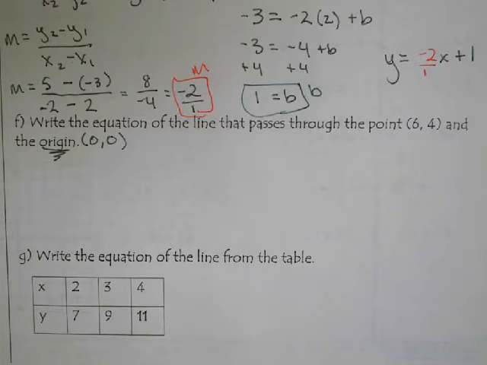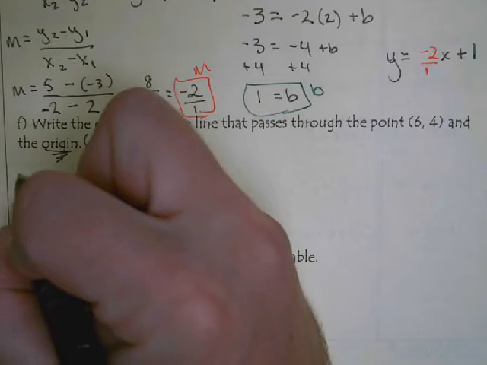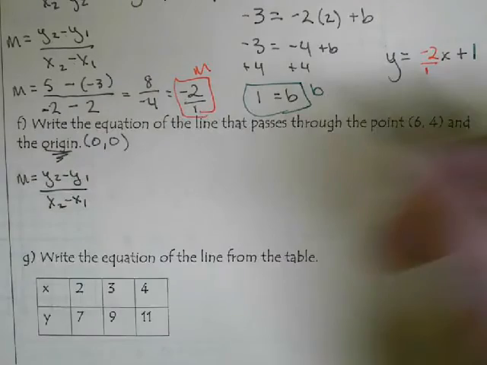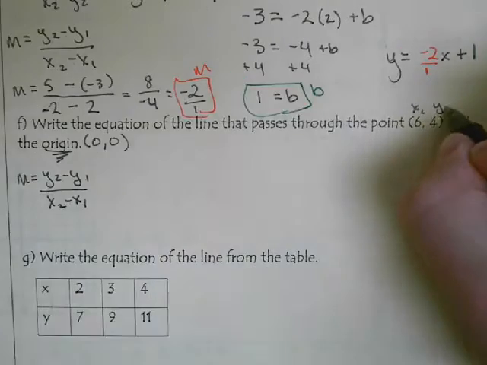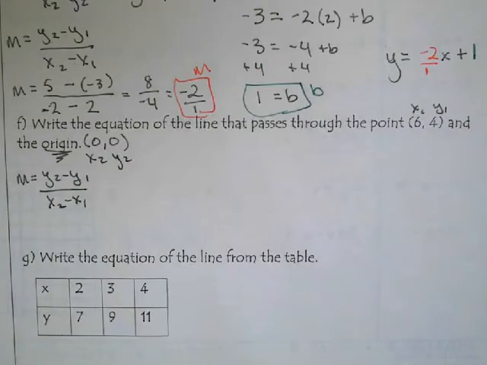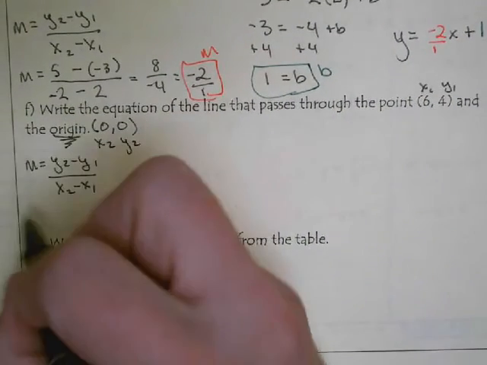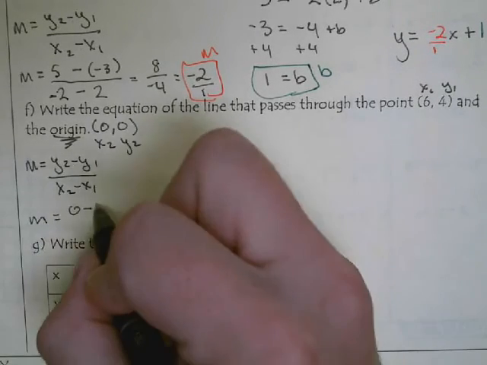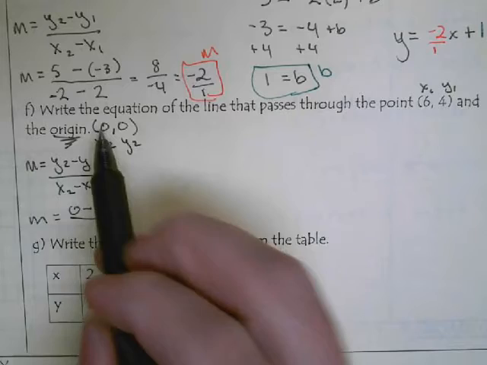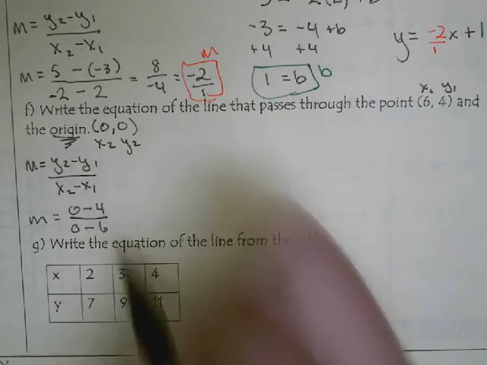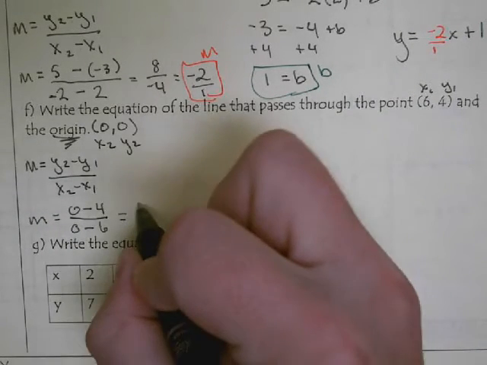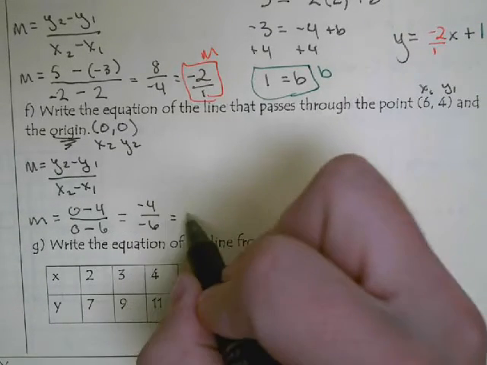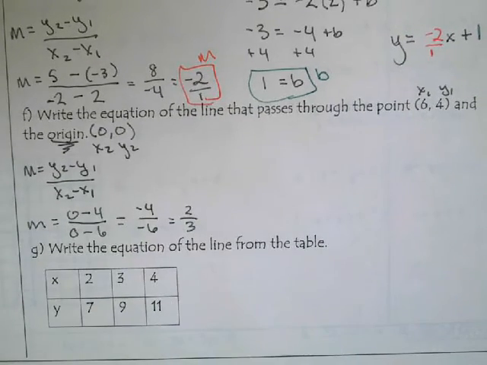Okay, so first we'll want to find the slope. m equals y2 minus y1 over x2 minus x1. So let's label. I have x1, y1, x2, y2. So I'm plugging in. y2, 0 minus 4 over x2, 0 minus 6 will equal negative 4 over negative 6, which, negative divided by negative is positive, and simplifying we get a positive 2/3. So there's my m.